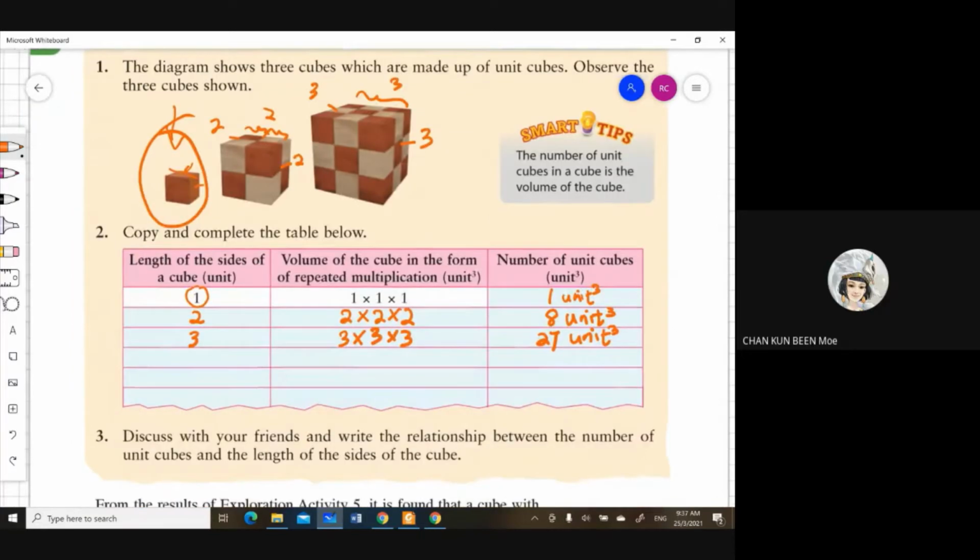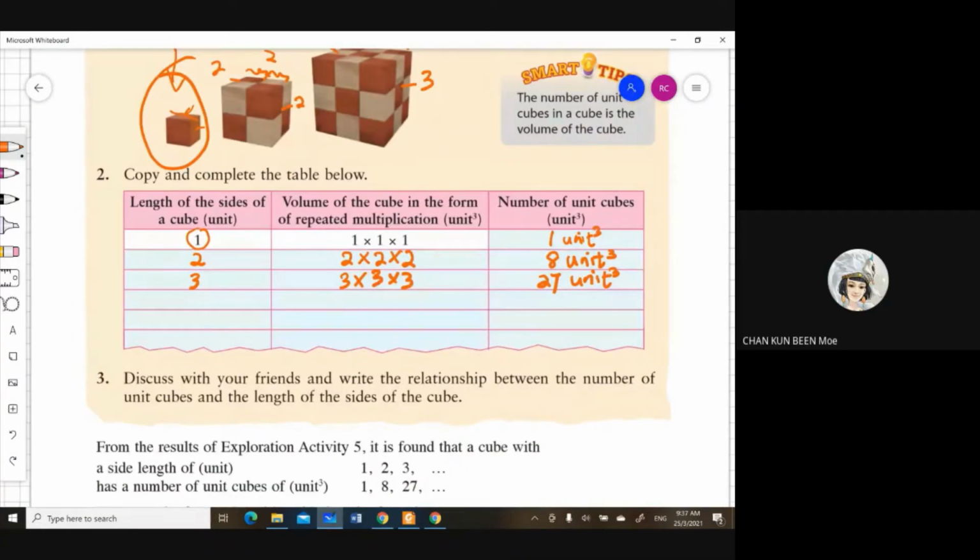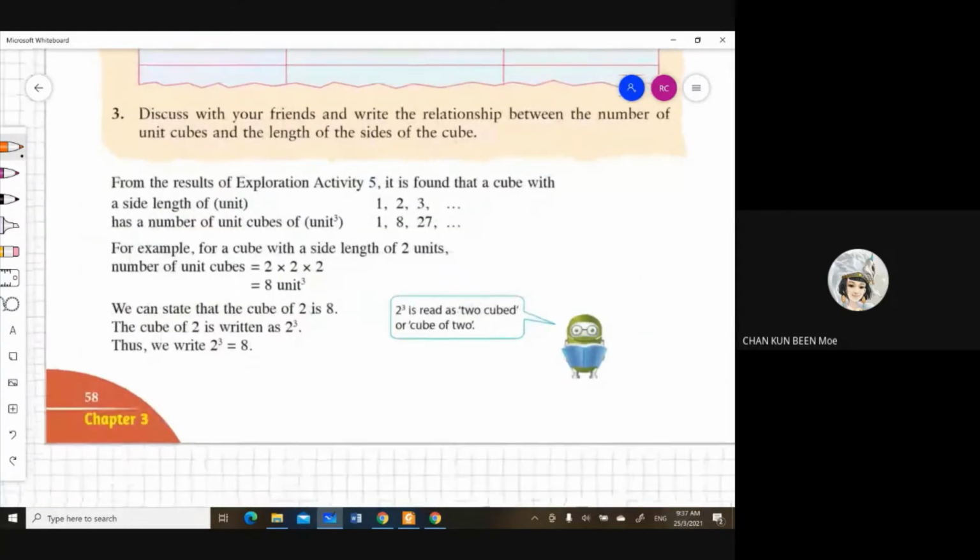So we continue down here. Hold on, because I'm confused with the unit given over here, the unit cube and the volume. Okay, still correct.